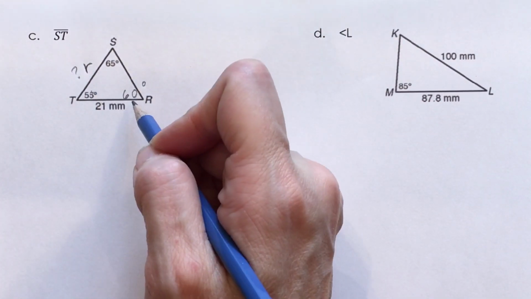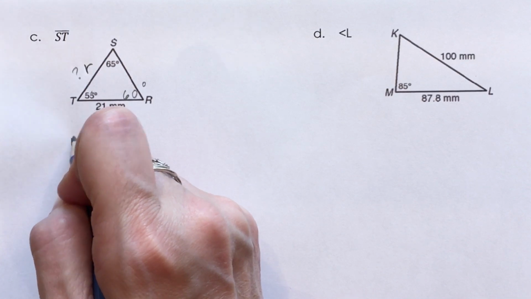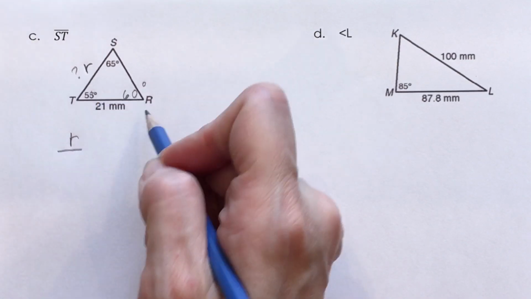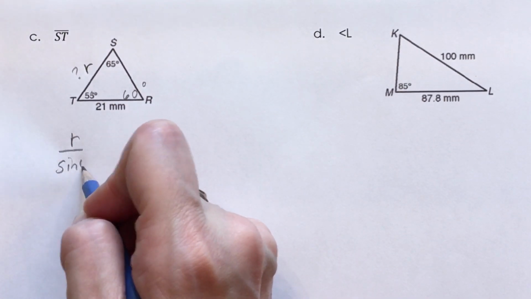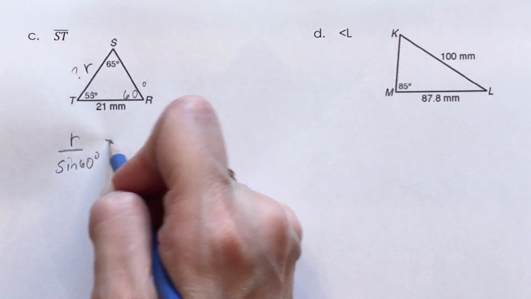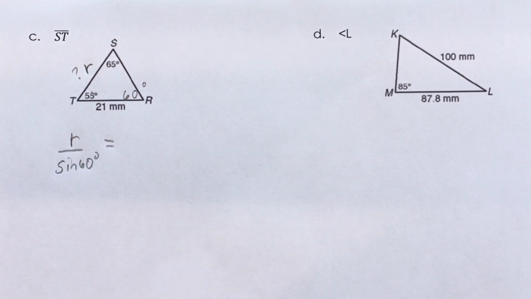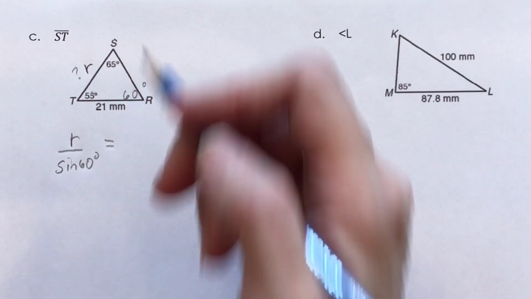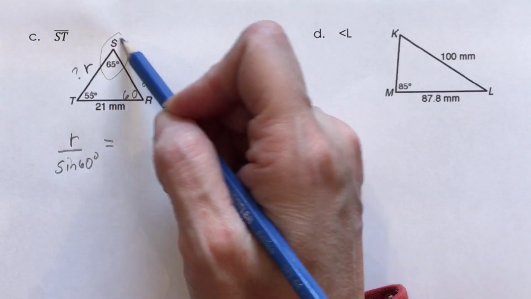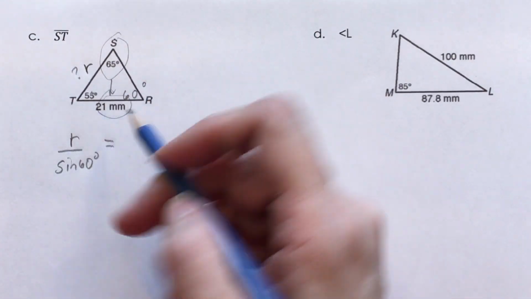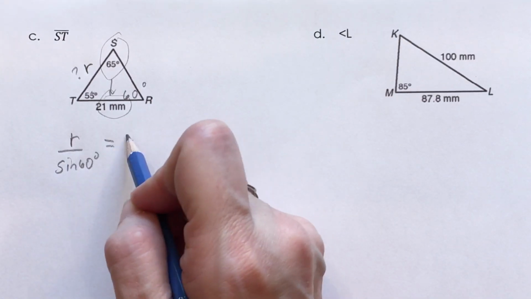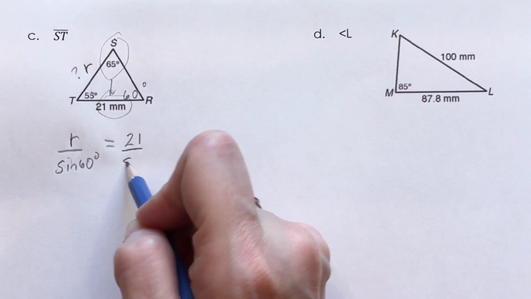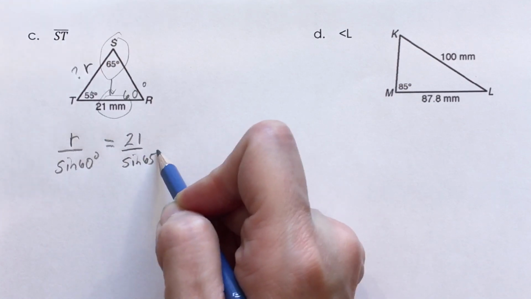I know it's opposite angle R, so I'm going to start off by saying little r divided by the sine of 60 degrees, and I put little r on top because it's the side I'm solving for this time. And the pair that I know, angle S and side s, I'm going to set equal to, I need the side on top, 21 divided by the sine of 65 degrees.